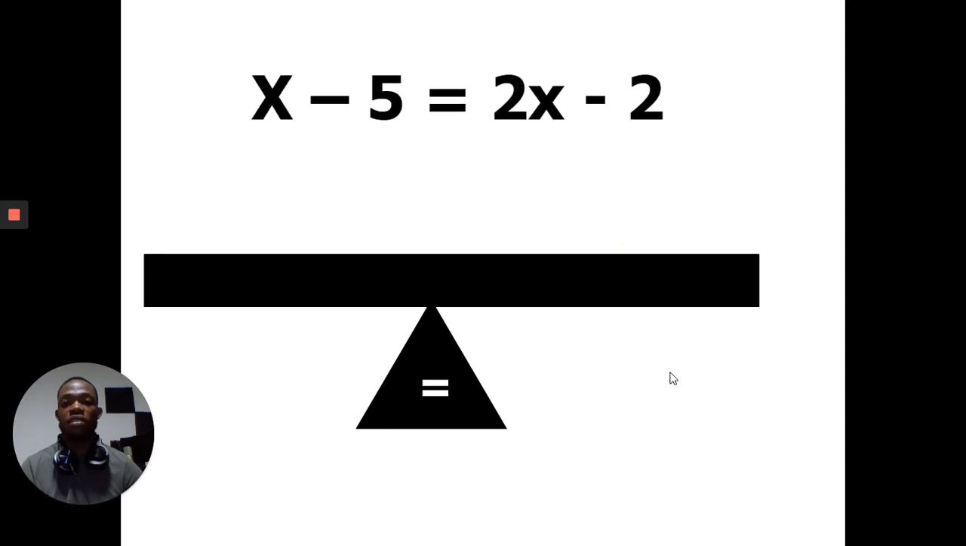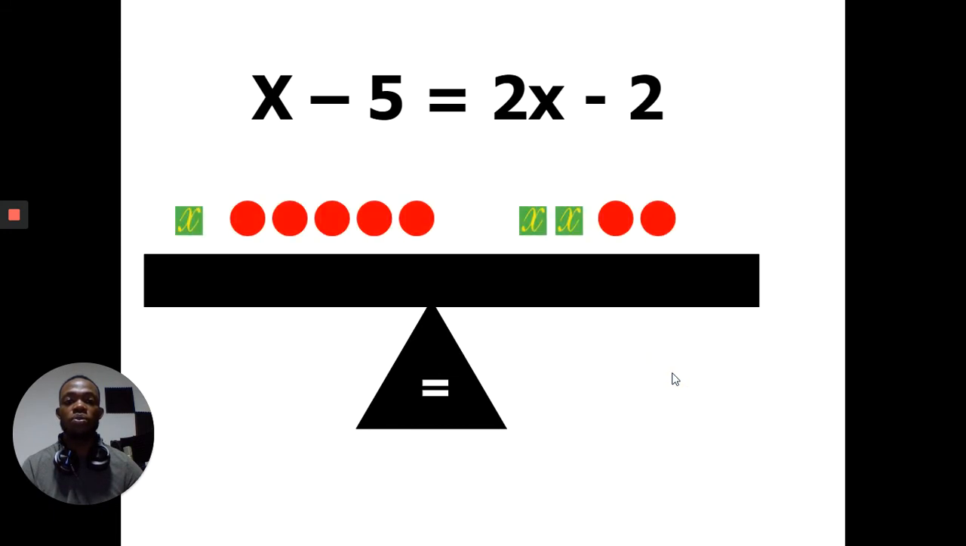Let us look at another example. x minus 5 equal to x minus 2. To represent this, there you go. Now, canceling variables. There you go. Now canceling constants. There you go. Hence, the value of x is negative 3.